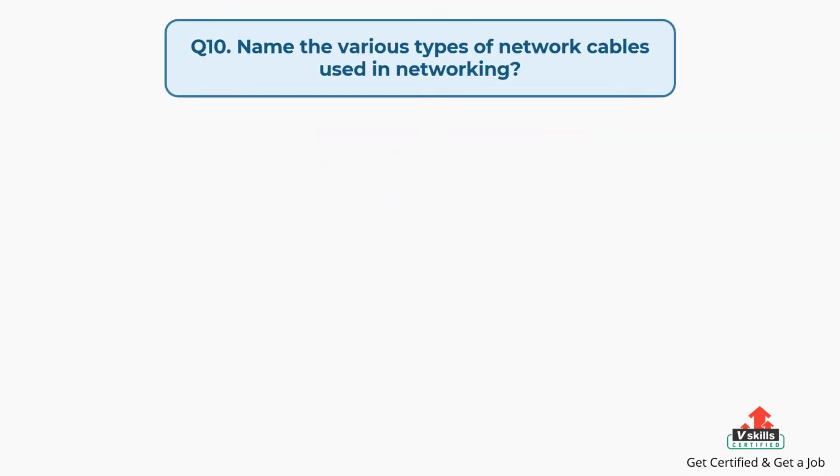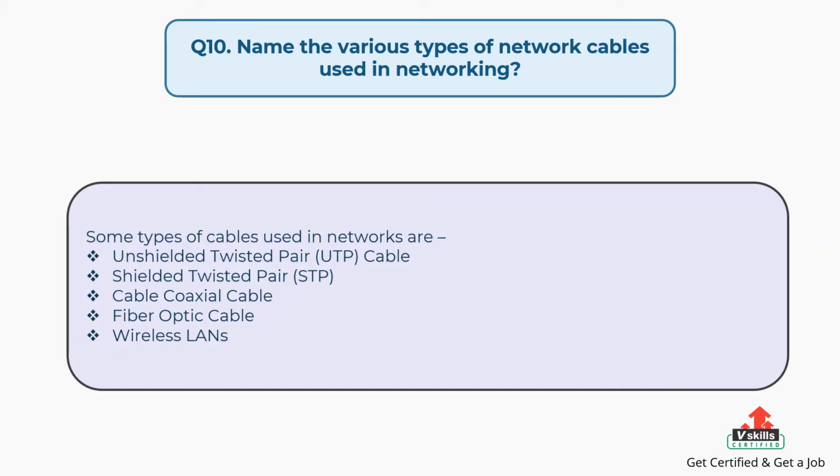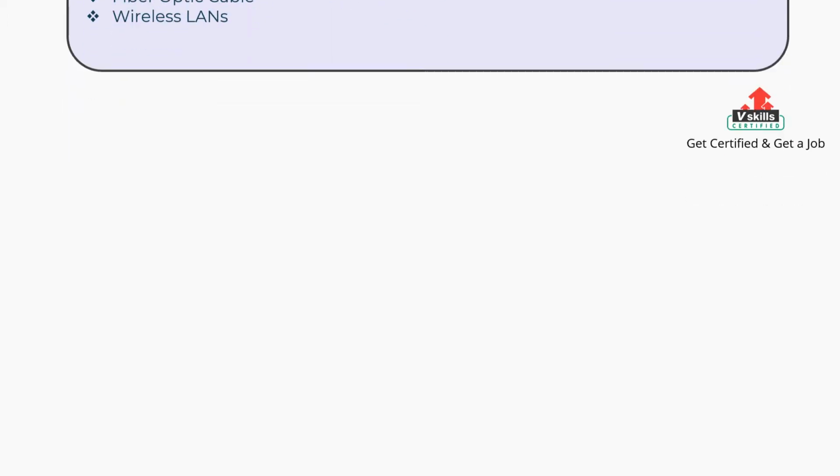Question number 10. Name the various types of network cables used in networking. The answer is, some types of cables used in networks are unshielded twisted pair, UTP, cable, shielded twisted pair, STP, cable, coaxial cable, fiber optic cable, wireless LANs.